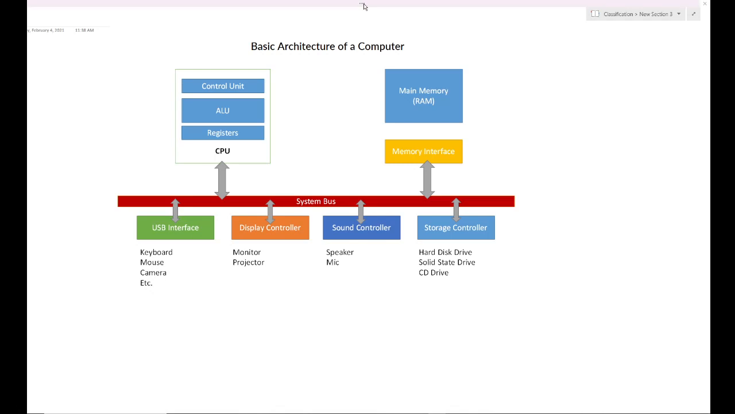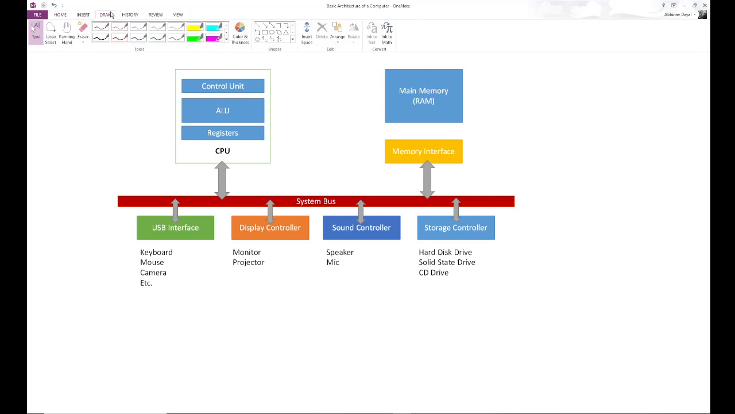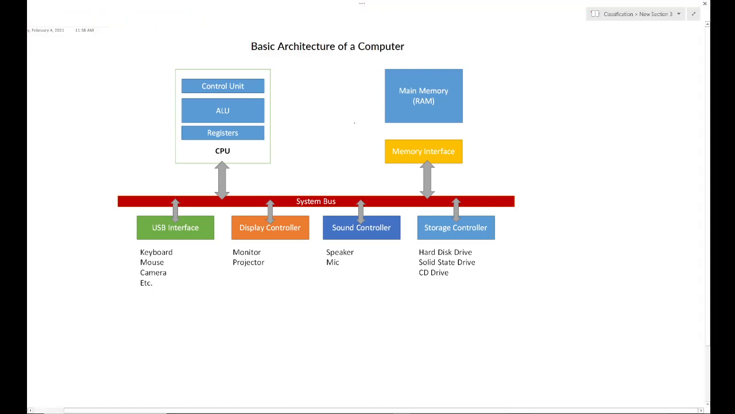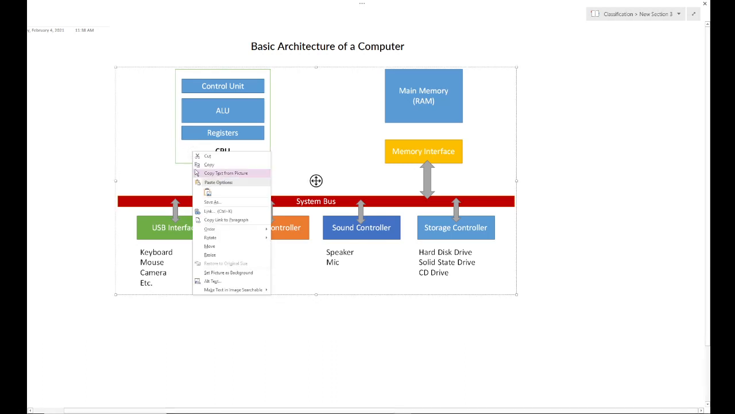So today we are going to discuss the basic architecture of a computer. This is a very simplified diagram just to give you a basic idea, but we can learn a lot of concepts from here. In a computer, the central part is what is called our central processing unit.